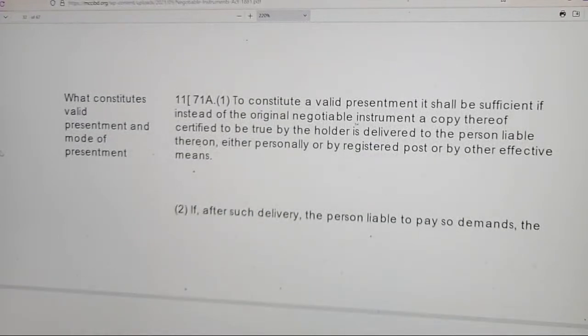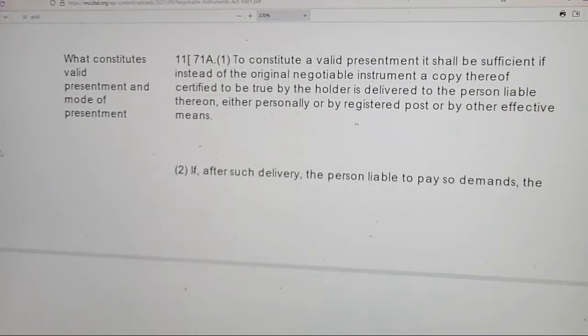What constitutes valid presentment and mode of presentment? 71. To constitute a valid presentment, it shall be sufficient if, instead of the original negotiable instrument, a copy thereof, certified to be true by the holder, is delivered to the person liable thereon, either personally or by registered post or by other effective means.